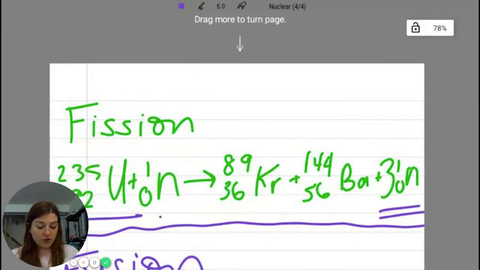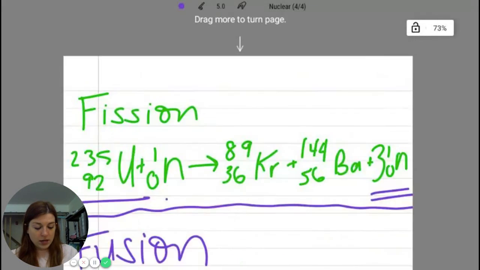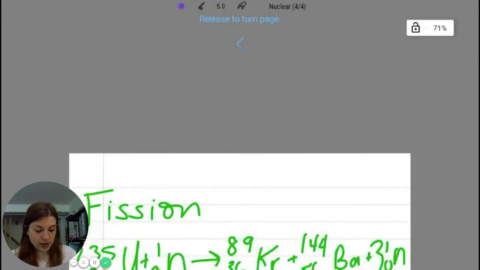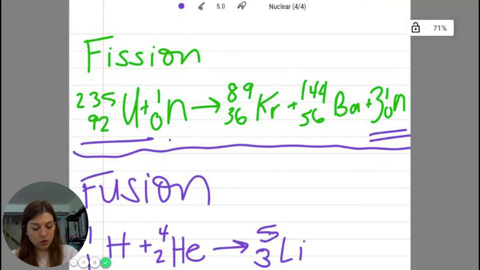Then for artificial transmutation, come on, give me a new page. Go back to the page. Oh, goodness.